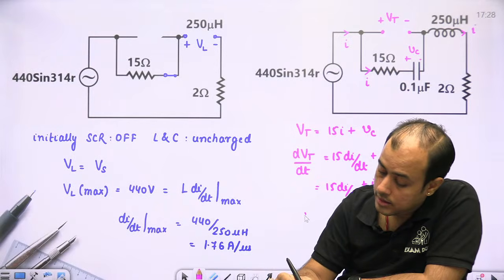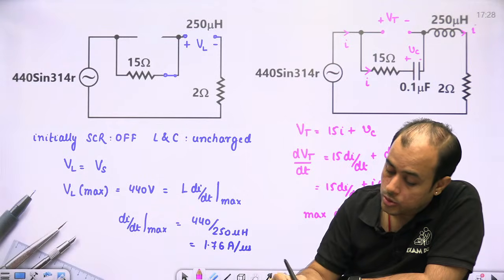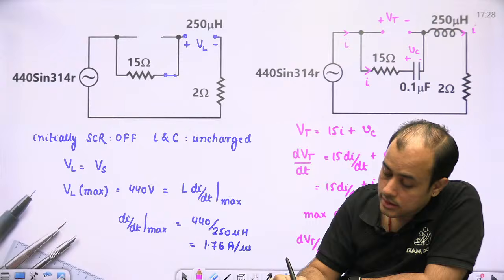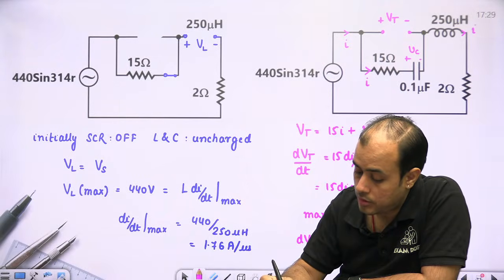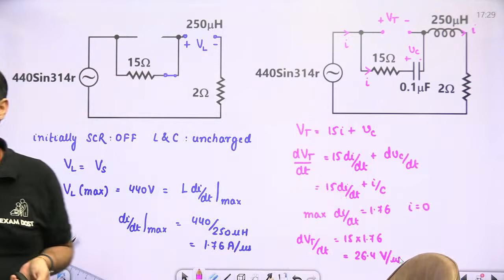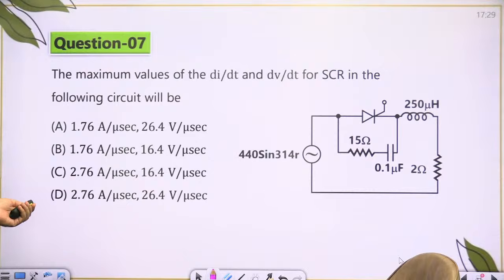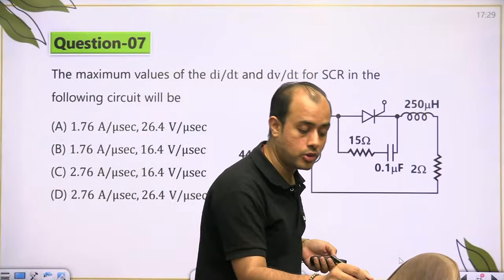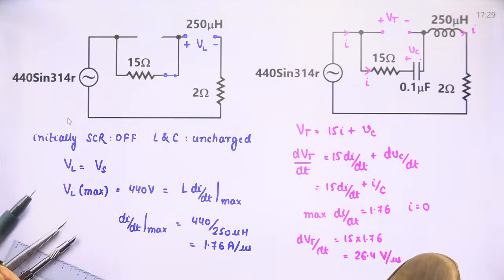So, now maximum di by dt is 1.76, but that time current is 0. है ना? Initially current 0 था. So, 15 into 1.76, 26.4. तो ऐसे होता है. माने entire question is solved in the initial condition when your inductor and capacitor are uncharged. So 1.76 and 26.4. समझे? बहुत प्यारा question है. It is completely related to the case of transients.